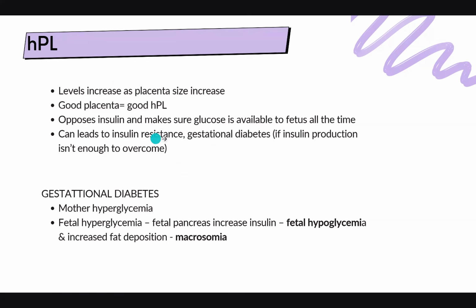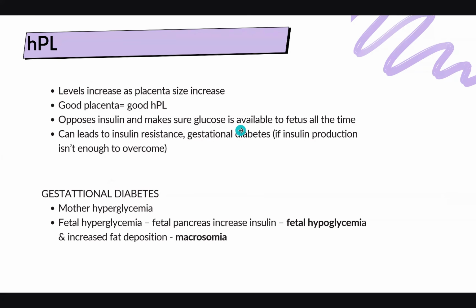So this is normal. Insulin resistance is normal, all right? To overcome this, the mother's pancreas increases insulin production. However, in certain cases, when the mother's pancreas is not able to make enough insulin to overcome the effects of human placental lactogen, gestational diabetes happens. So gestational diabetes is when there is an excess amount of glucose circulating in the mother's blood, okay?